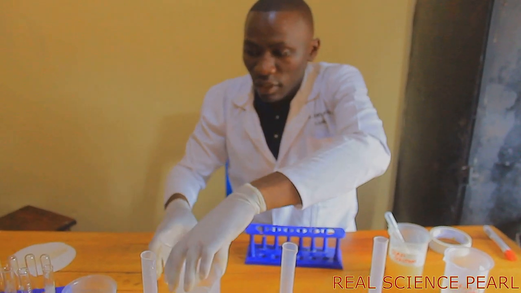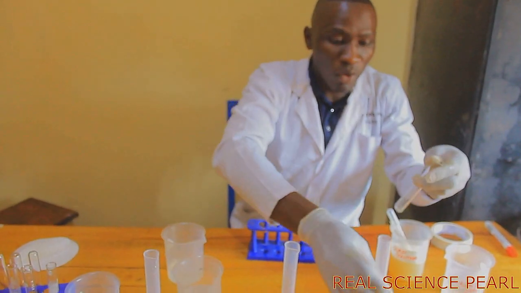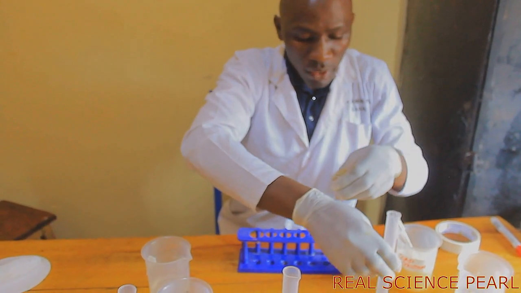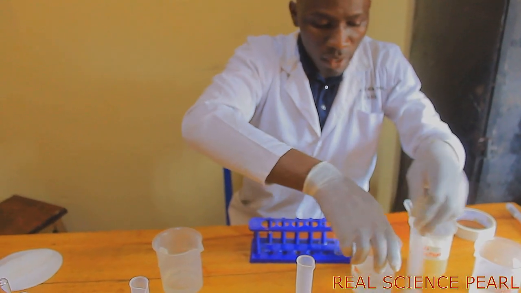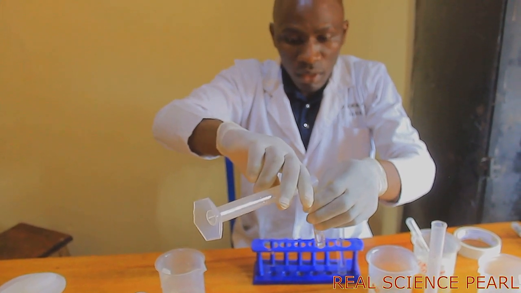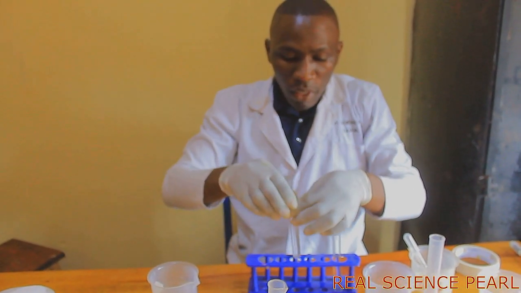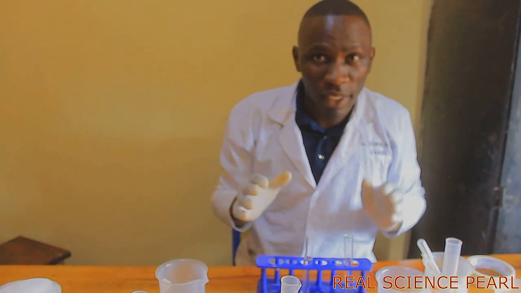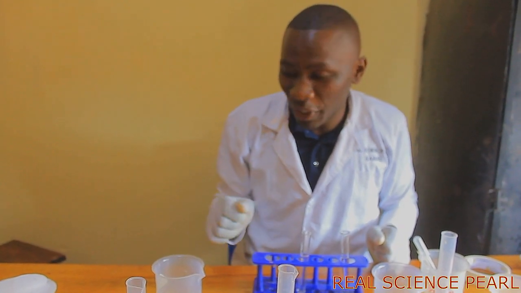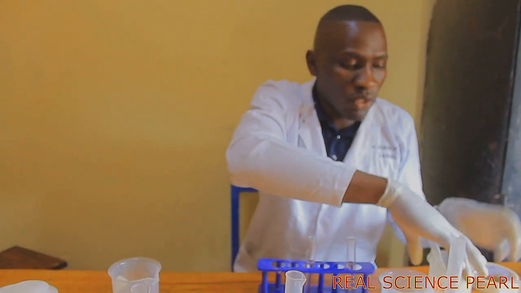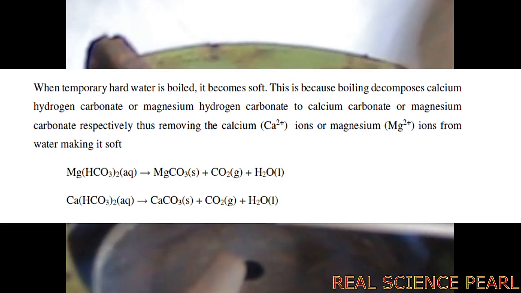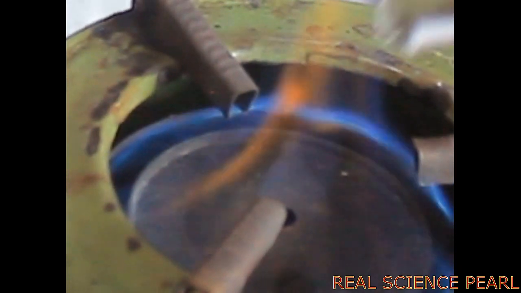I'm going to add them to separate test tubes. This one contains A, and this is for C. I'm going to try to boil them, and after boiling, I'm going to filter and see whether we can soften them by boiling. Okay, here we go. I need a heat source. Sample A, as you can see. You're going to see what will happen if I boil this water sample. Now we are boiling water sample C.